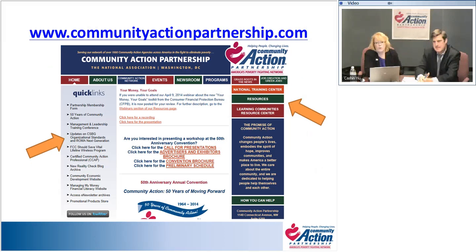Just a picture of our website. Left-hand corner, you'll see we have a button for Organizational Standards Enrollment Update. We keep information there. There'll be a link to this recorded webinar there. This slide presentation will be posted so you can use it with your own organization. The Resources tab on the right-hand side, the green tab, is where you can find webinars, toolkits, curriculum, all sorts of good stuff. Let's go to the next slide.